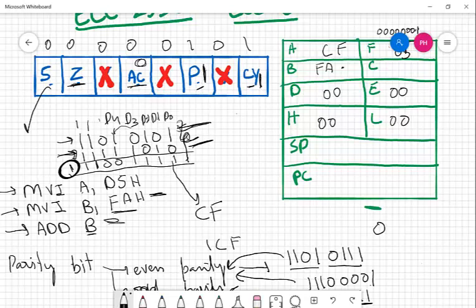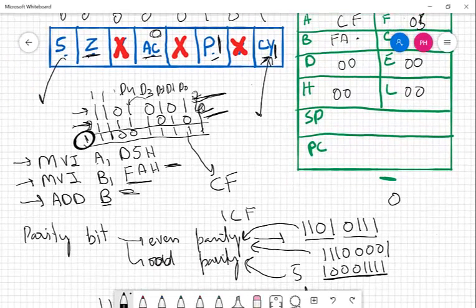maybe addition, maybe subtraction. In case of subtraction, this carry flag is set if we have to borrow a 1. That means we are subtracting a larger number from a smaller number. In that case, this carry flag is set in case of subtraction. So for a sum, this carry flag is set when we have a carry out of the most significant bit, and in case of subtraction, if we need a borrow during the subtraction of the most significant bit.